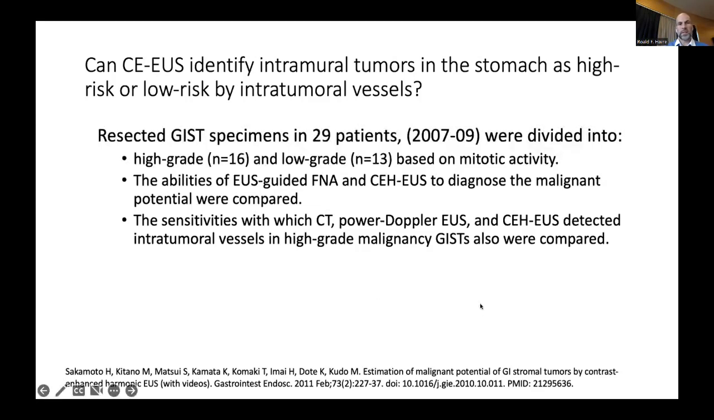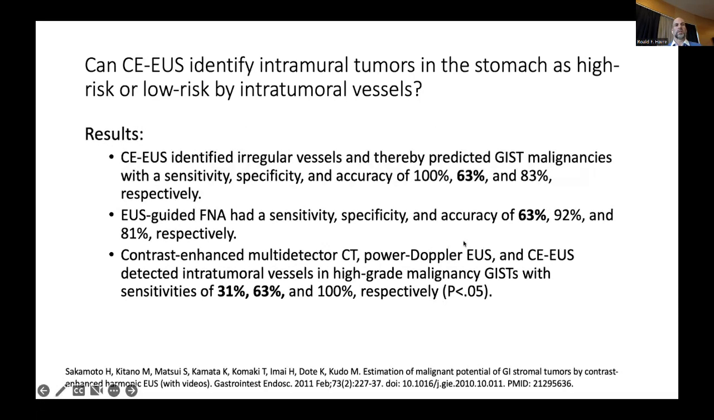And the sensitivities with which CT, power Doppler EUS, and contrast-enhanced EUS detected intramural vessels in high-grade malignancy and GIST were also compared. So we shall look at the results. The contrast-enhanced EUS identified irregular vessels and thereby predicted GIST malignancies with a sensitivity, specificity, and accuracy of 100%, 63%, and 83% respectively. And EUS-guided FNA had a sensitivity, specificity, and accuracy of 63%, 92%, and 81%.